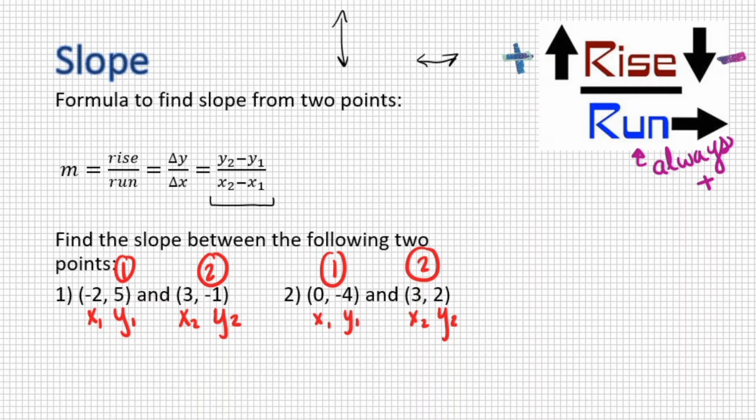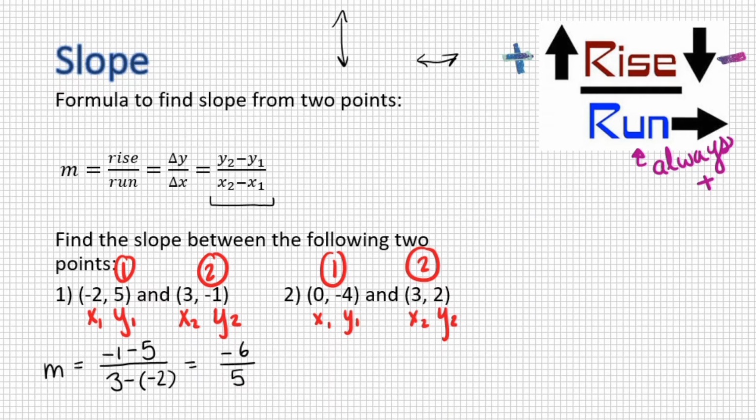So for question 1, the slope is going to be equal to y2, negative 1, minus y1, which is 5, divided by x2, which is 3, minus x1, negative 2. So watch your negatives here. We're going to get negative 6 divided by positive 5.